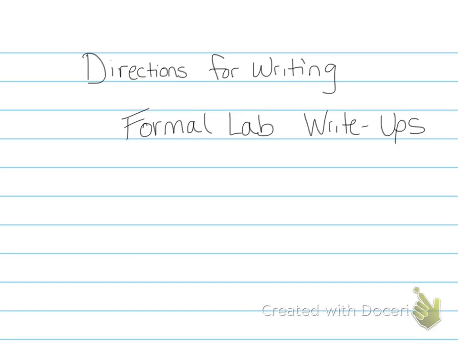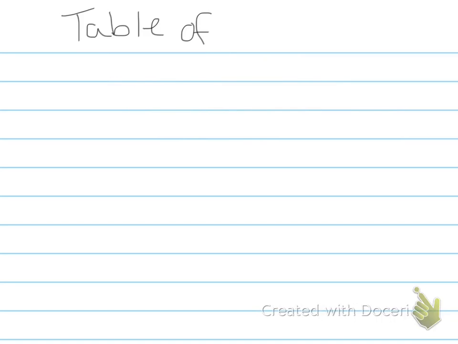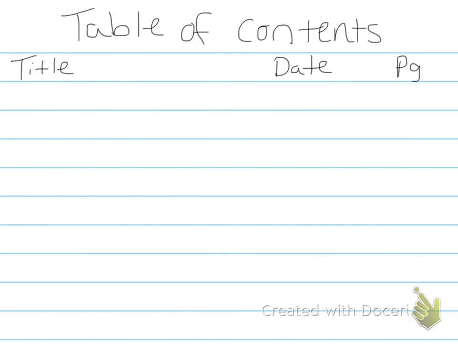So we're going to work on writing the conservation of mass lab into a formal lab. So you definitely need a composition notebook. The first thing you're going to start with is the very first page of your notebook. You're going to have a table of contents. You want to make sure that you include the title, the date, and the page number. So the title of ours is The Conservation of Mass. The date was on the 27th, I think, and then the page is going to be page number 1.